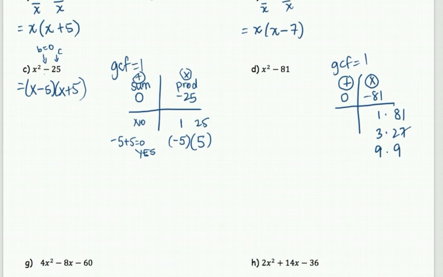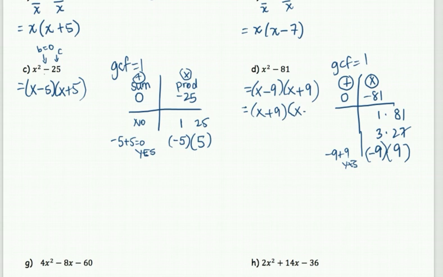So again, we have to multiply to negative 81, so that means one of these has to be negative, the other one positive, okay? And when we add them, yes, we'll get a 0. So we found our two factors. One's a positive 9, one's a negative 9. And again, it doesn't matter if you wrote the positive first, and then the negative next. Right, and there you go.